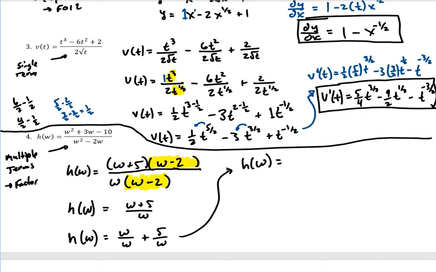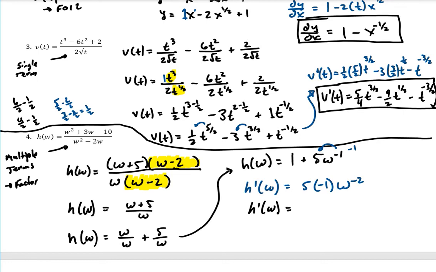So h of w, w divided by w is 1. And then plus this portion, let's rewrite so it's a negative power. So it'd be plus 5w to the negative 1. And now it's all simplified and ready for our derivative step. So h prime of w, the derivative of 1 is 0. And then now I can take the negative 1 and multiply the 5. And then afterwards, we'll minus 1. So I multiplied, and now I'm going to minus 1. Negative 1 minus 1 is negative 2. And there's our derivative, and now is simplify it.